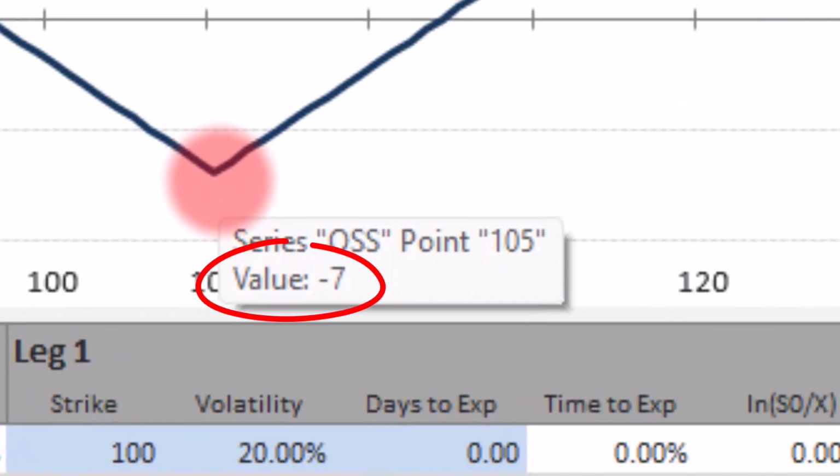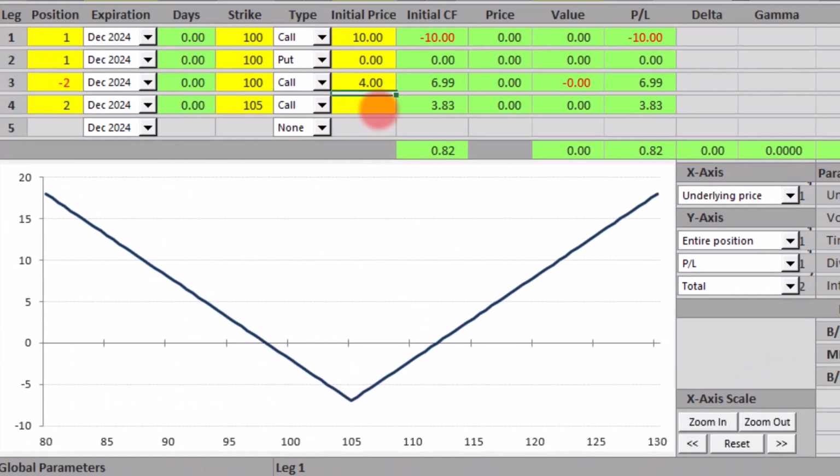It says minus 7. And that's what we saw in the presentation. We shifted from minus 10 to minus 7. Why? Because I collected $8 total. $8 plus the $5 that I picked up from the positive deltas running from 100 to 105 is 13. I owe back 10. Don't forget that.